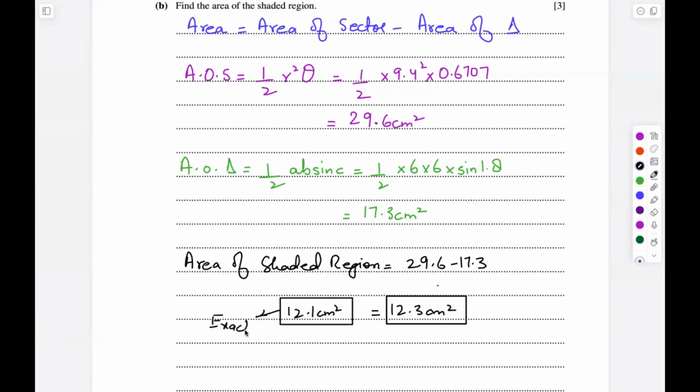So this was the exact answer that was given in the exam, in the mark scheme. However, because I rounded off these values to one decimal place, I got a different value. Now, giving this answer in the exam will result in a loss of a mark. So it is better if we use the complete values when subtracting, when getting the final answer. Once we have the final answer, then we round it off to 3 significant figures.